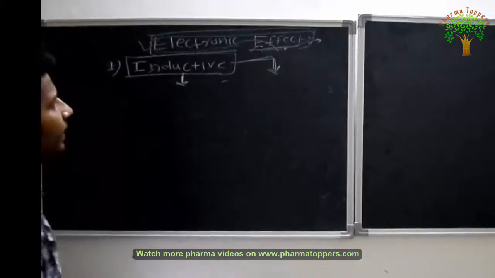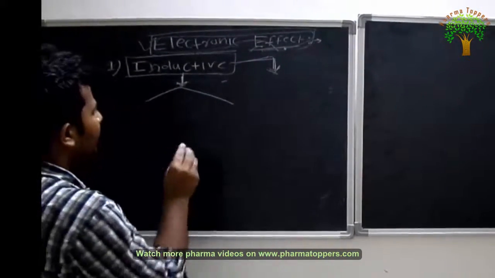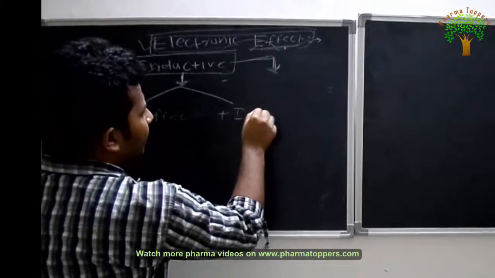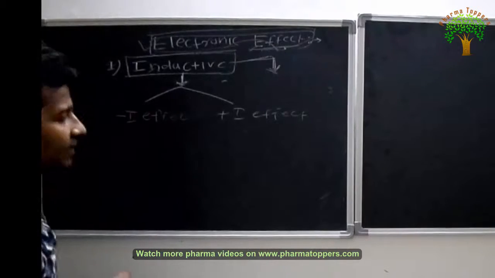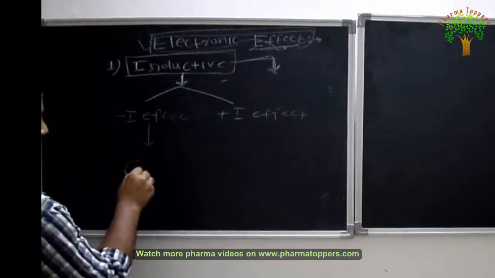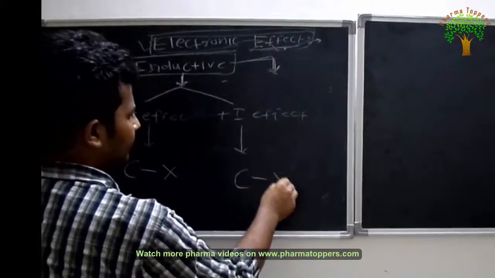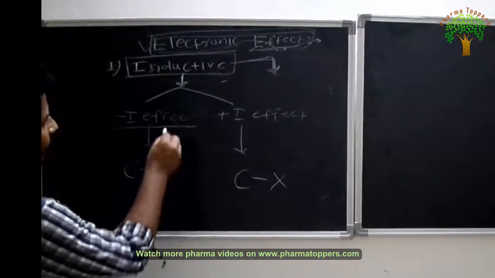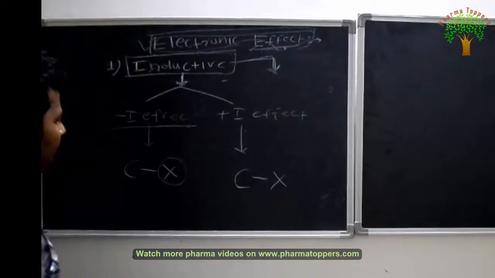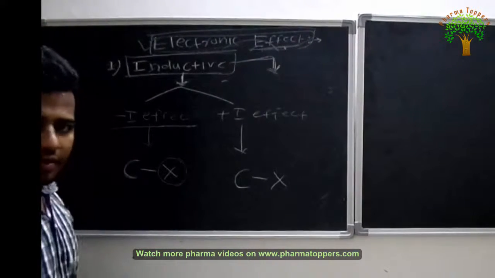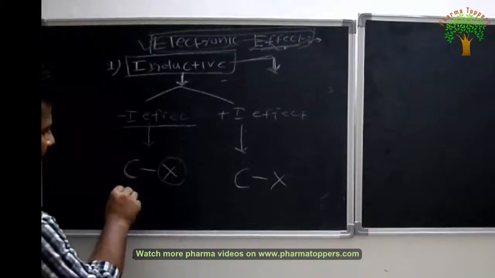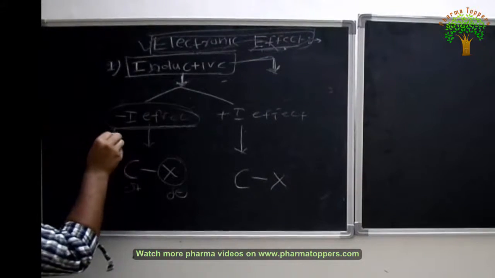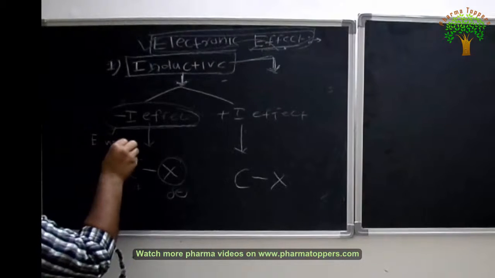See, there are two types of inductive effect. That is minus inductive effect and plus inductive effect. What is meant by minus inductive effect? First see this simple diagram. Minus inductive effect means whenever we place an electron withdrawing group attached to the carbon, it withdraws electrons from the carbon and makes the carbon electron deficient. That is delta positive and delta negative. This is called minus inductive effect, and this is mainly caused due to electron withdrawing groups.